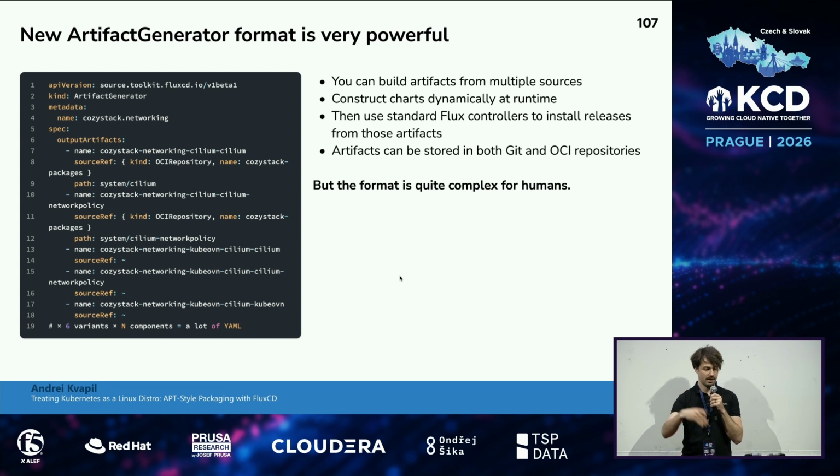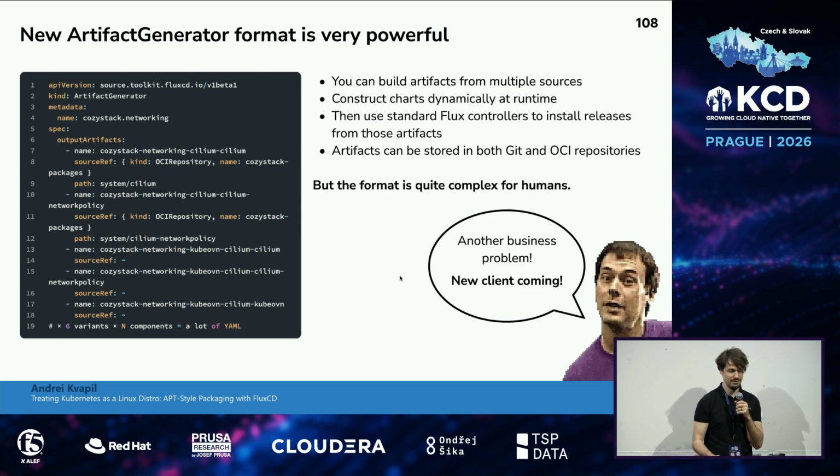With this new artifact generator API, you can build the charts you want. You can pack dependencies right in runtime. You can construct the charts on the fly from source code, from different sources. Part of a chart can be stored in Git, another part in OCI, so you can do whatever you want. But the format is quite complex for a human. You can make a mistake quite easily. So we decided that this is a low-level format, and we need to create an API on top of it.